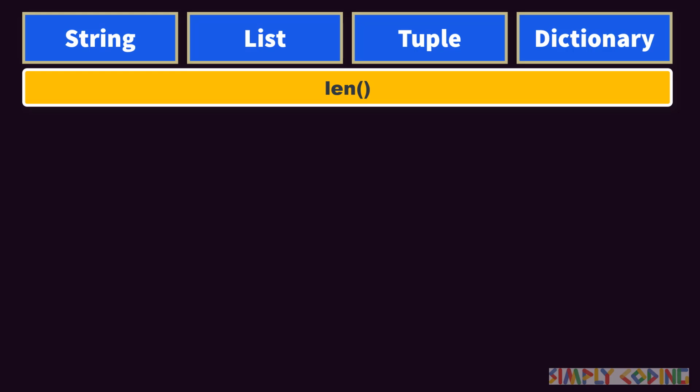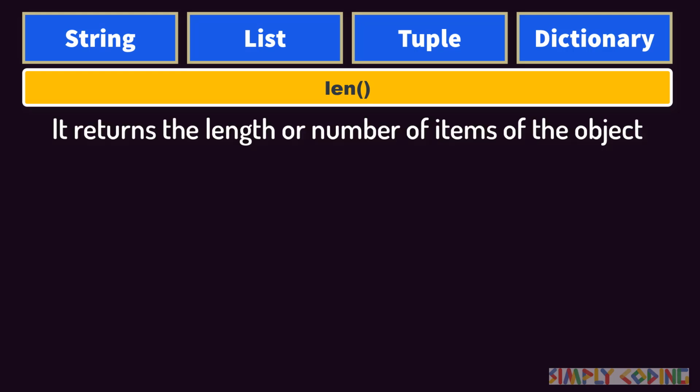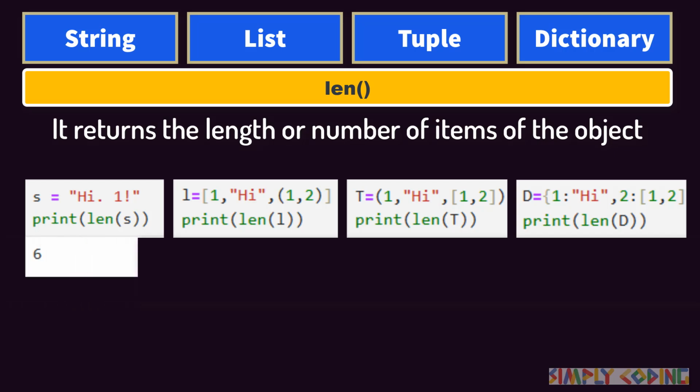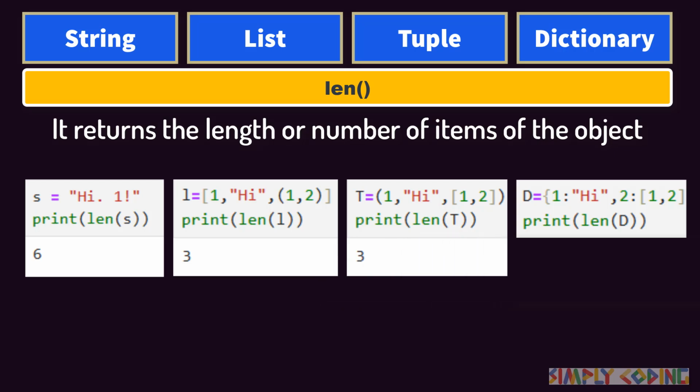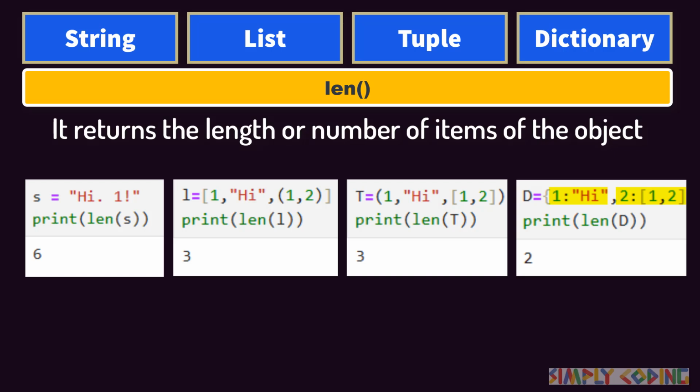Next is the len function. It returns the length or number of items of the object. For a string, it will return the number of characters in the string. Here note that space, comma, full stop, all of them are counted. In a list and tuple, note len counts sublist or inserted tuple as one element only. In dictionary, each pair is counted as one item, so in this example, len returns 2.